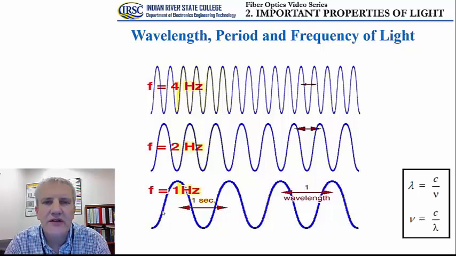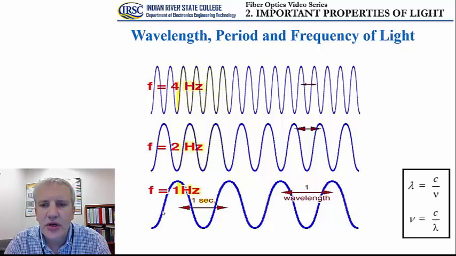So again, the frequency is basically equal to the number of cycles completed within 1 second. So 4 Hertz means that 4 cycles are completed within 1 second. 2 Hertz means that 2 cycles are completed within 1 second. And finally, the meaning of 1 Hertz is that 1 cycle is completed within 1 second, which is clearly shown on this slide.